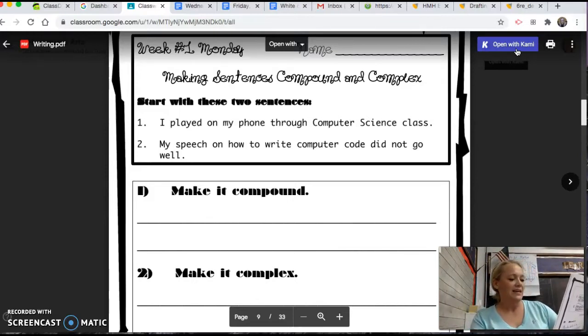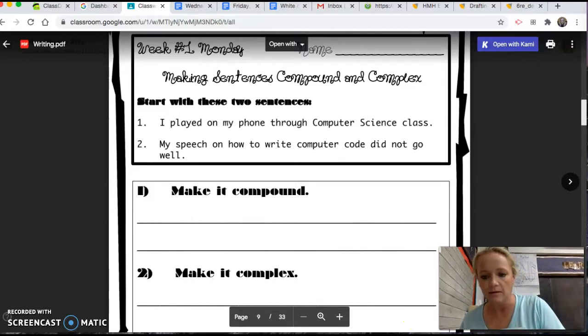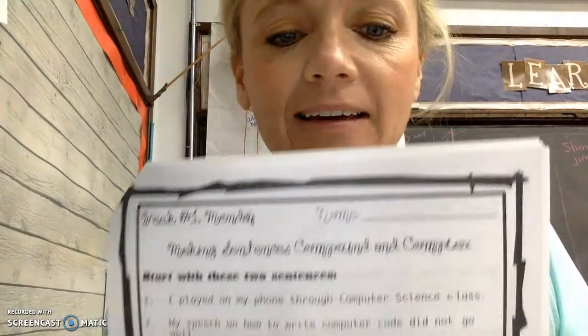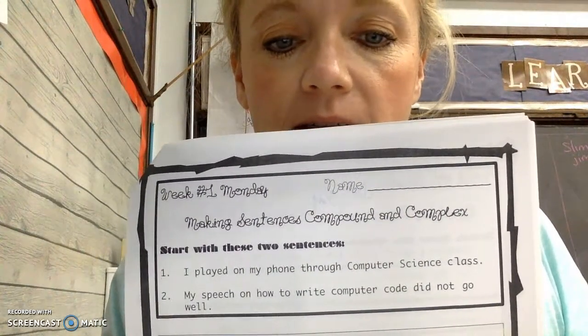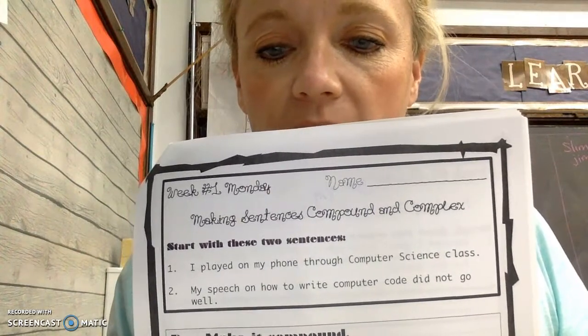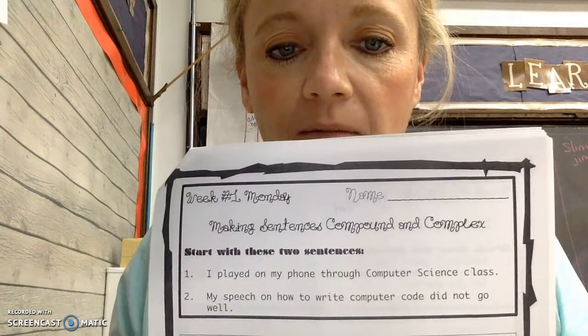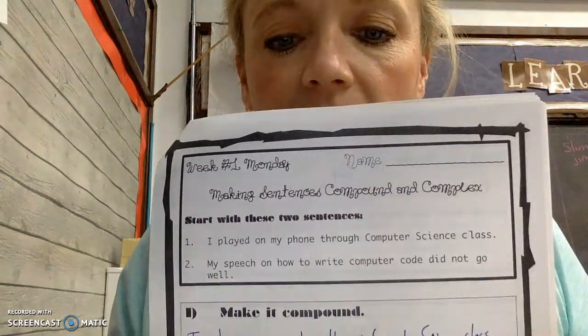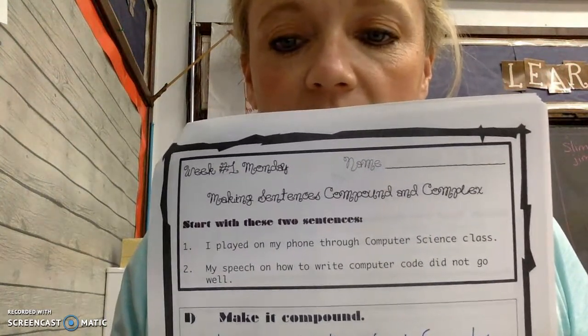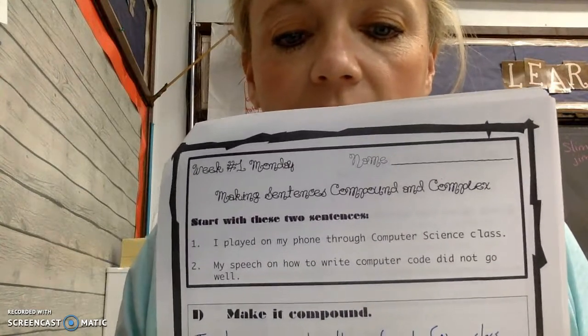So today, let me make this big on here. Today we worked with these two sentences. I played on my phone through computer science class. My speech on how to write computer code did not go well. The first thing we have to do is make it compound. So I have to hook these two sentences together with a comma conjunction.